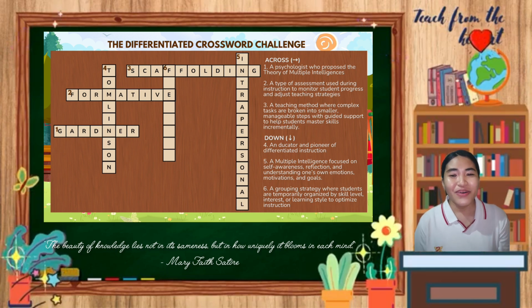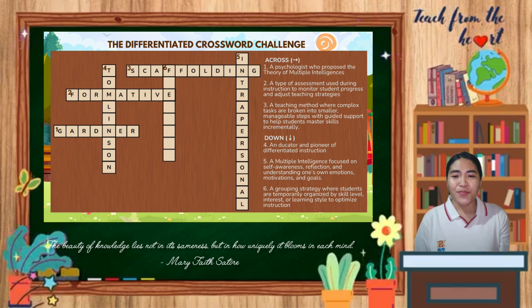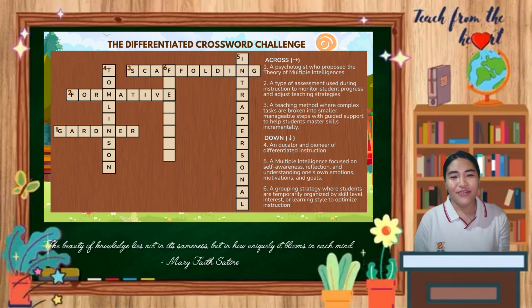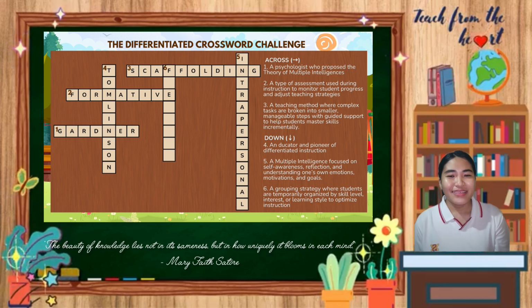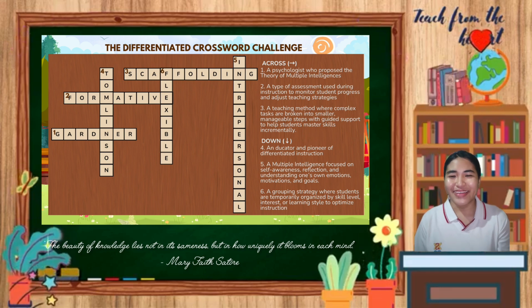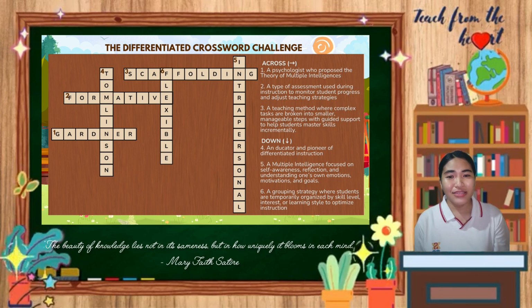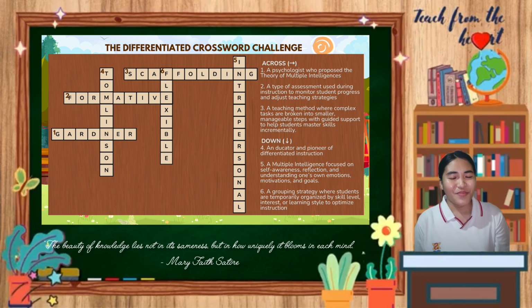intrapersonal. Next one, a grouping strategy where students are temporarily organized by skill level, interest, or learning style to optimize instruction. That would be flexible. That is correct. So all of these terms are connected to what we are going to discuss this morning.